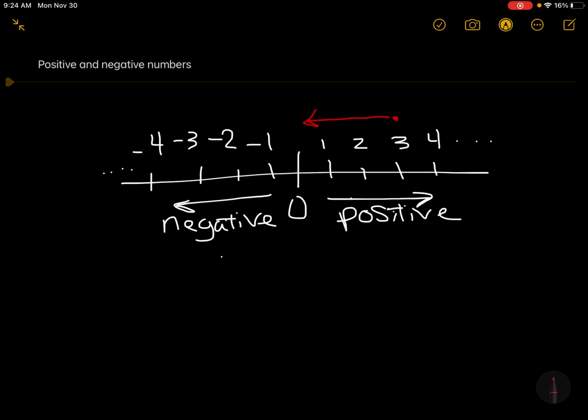2 is smaller than 3. 1 is smaller than 3. 0 is smaller than 3. -1 is smaller than 3. -2 is smaller than 3. That concept applies over and over again.